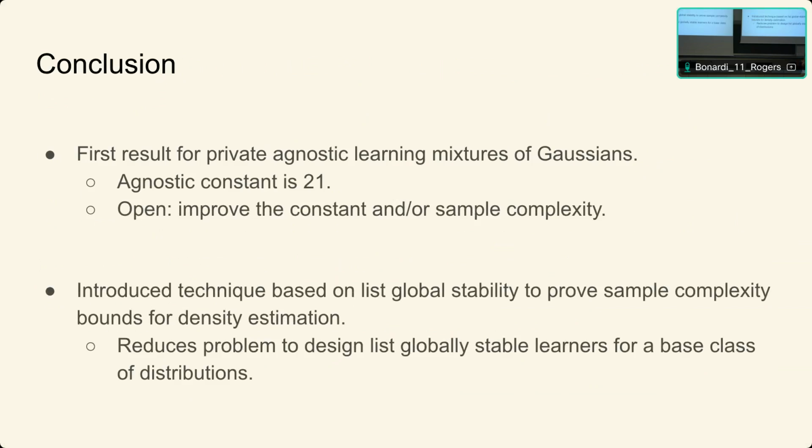Okay, so I'll just conclude here. Again, this is the first result for agnostic learning mixtures of Gaussians. The constant here is 21, so an open question is to improve this constant, and also to improve the sample complexity here. And also we have a technique that we introduced for proving sample complexity bounds for density estimation based on list global stability. It would be interesting to see if we can apply this to other questions. Yeah, that's all I have.